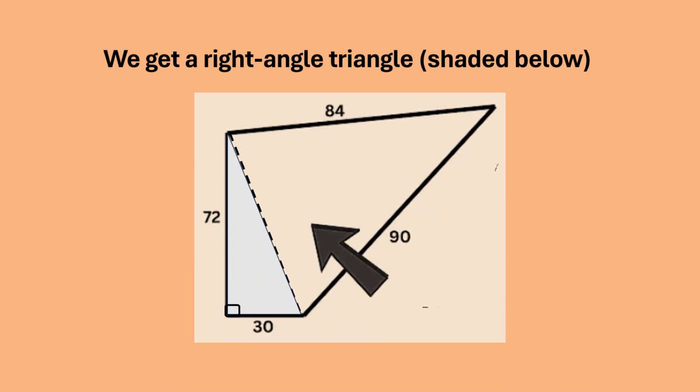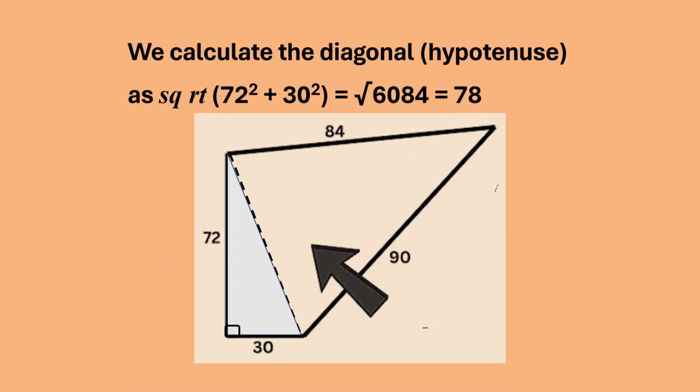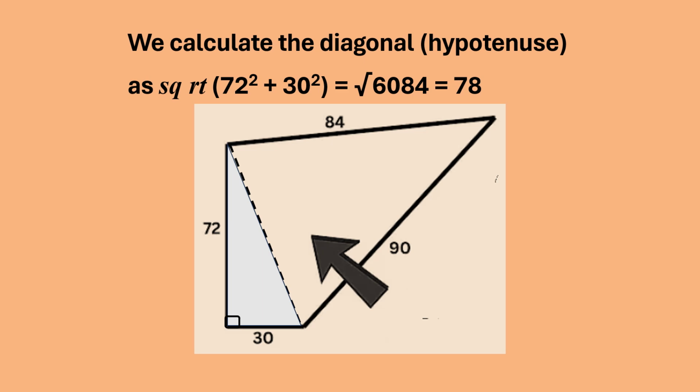So we will concentrate on the triangles one by one. First, let us concentrate on the right angle triangle. We have shaded it for your convenience. Two of the sides are 72 and 30, and we have to find the length of the dotted line, that is the hypotenuse.